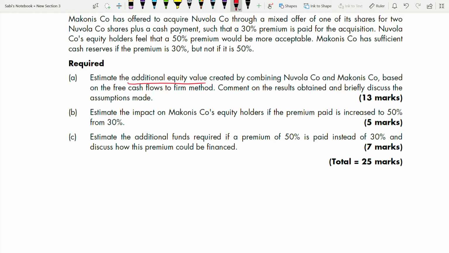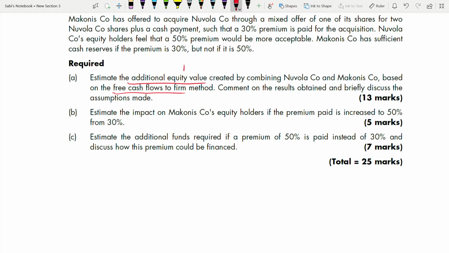Second, based on free cash flow, that additional equity value you have to calculate based on this method, free cash flow to firm. Coming to the next part. So number one is this.